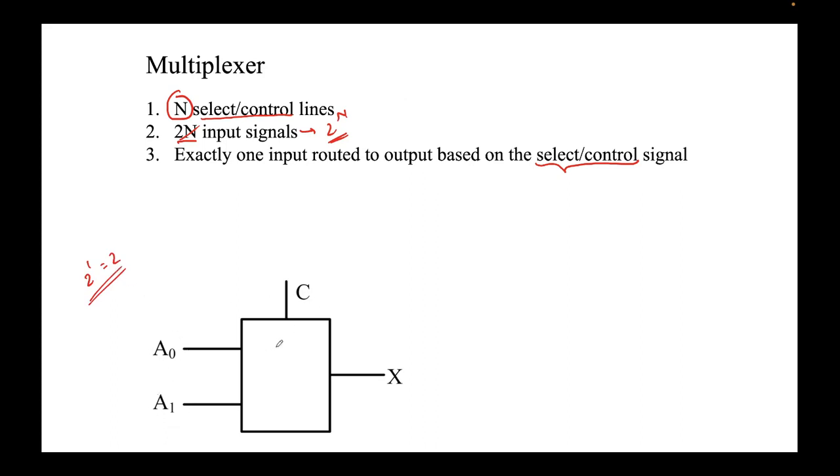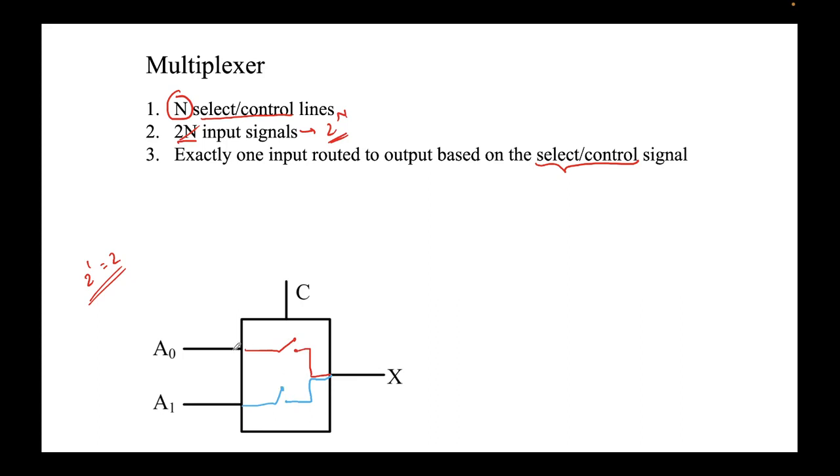Now, only one of these will be routed to the output. You can assume that it's like a switch. There is a switch in between. Now, which switch will close? That will be determined by C. So C will determine which of these switches will close. And please note that only one of these switches will close at a time. So both the switches cannot close.